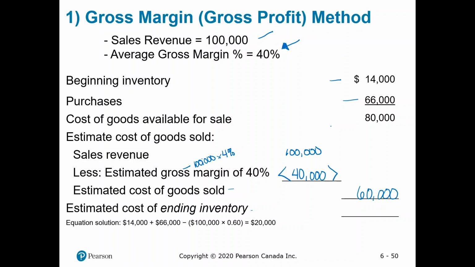So now we use that to calculate ending inventory. So if we had $80,000 of goods available for sale and we sold 60,000 of them, we can estimate that our inventory is at that $20,000. Okay, so that's just a way that you can go through and estimate if you don't want to do a count or if you're unable to for some reason like a fire.